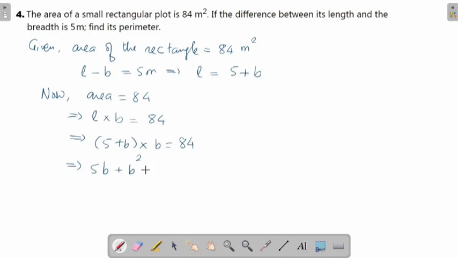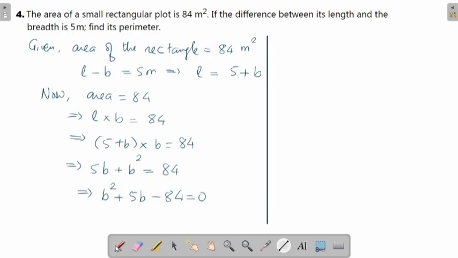Now let us rearrange this one. So let me write B square in front and 5B later. We have minus 84 equals to 0. Okay, now in such case, what you need to do is, you have to do middle term break factorization. Okay, so we have already learned the chapter on factorization, right? So on the basis of that, we will be using middle term break here. Okay, so let's see how to do that.